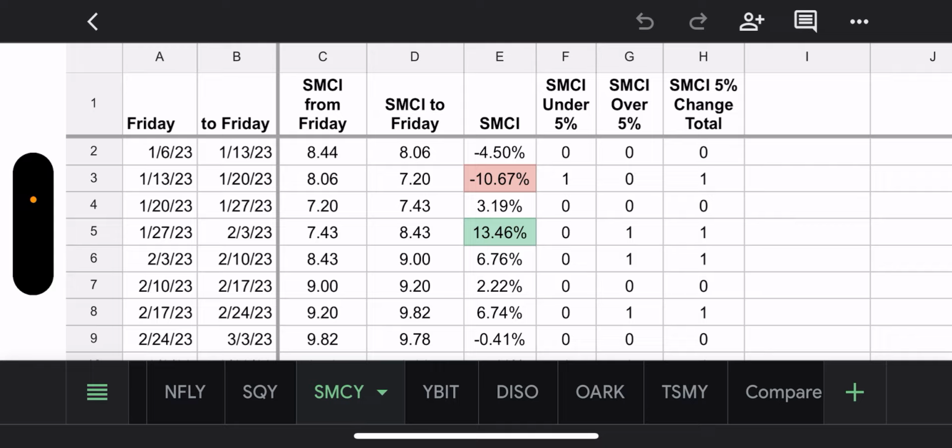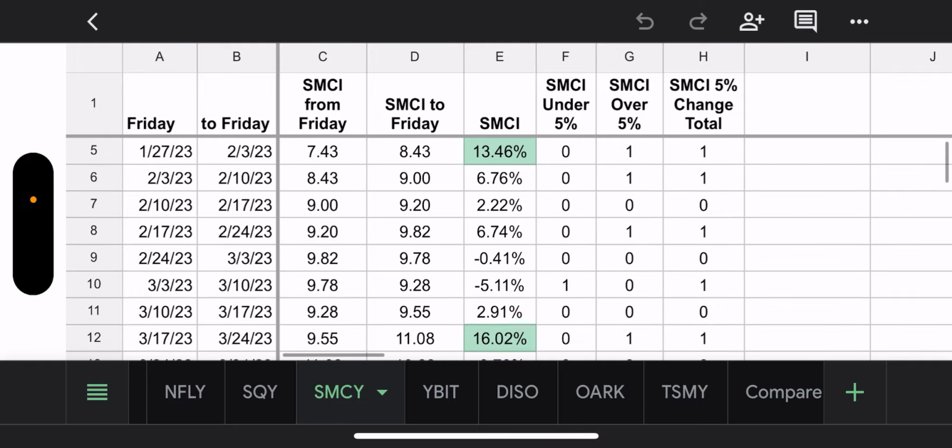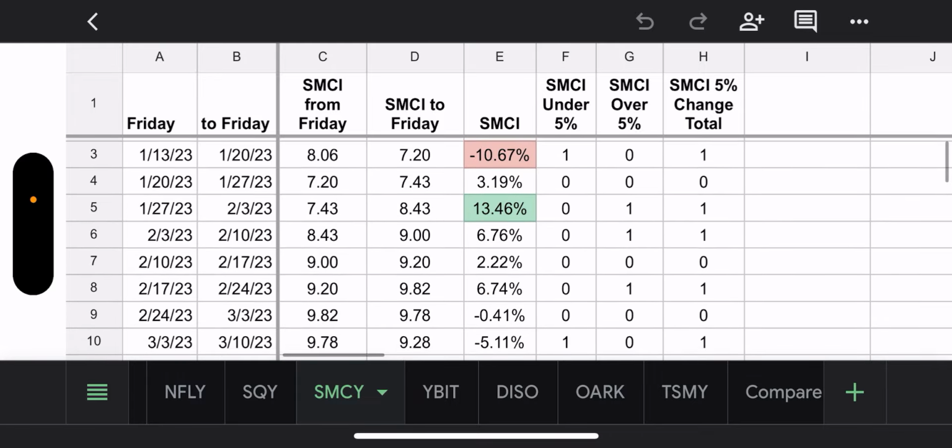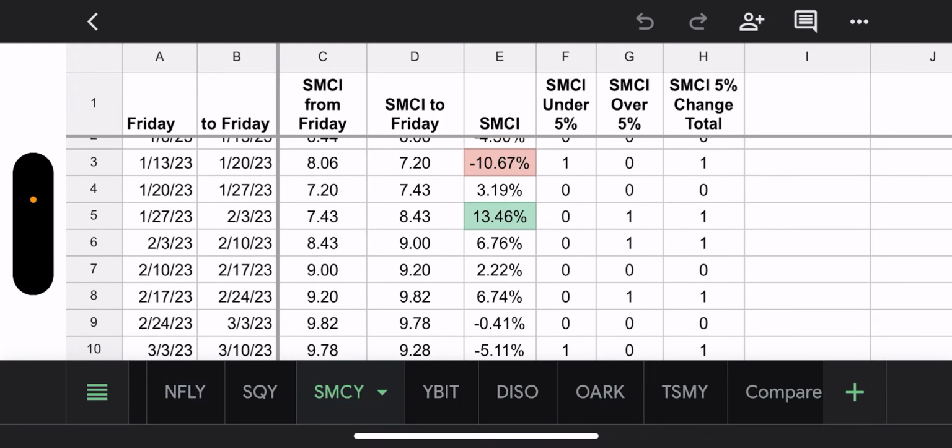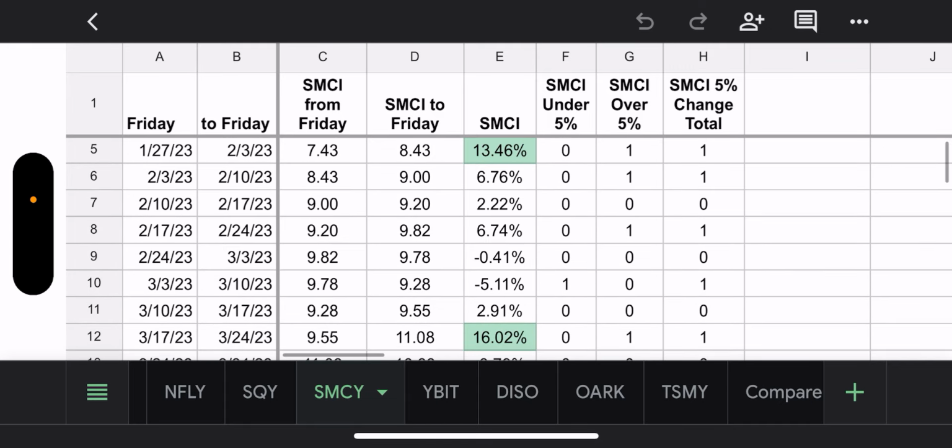So here's SMCY. Right off the bat, look at the second week in, right, down 10%. And then you see a green up 13%. So the problem, all right, going down 10%, there's nothing we could do. We actually beat the underlying on the downward on that, or at least we should, because we're collecting premium on the downward. Now, the problem here, when it jumps up 13%, we're going to be capped, right? Assuming we're selling covered calls less than 13% out of the money, we're going to get capped on that.